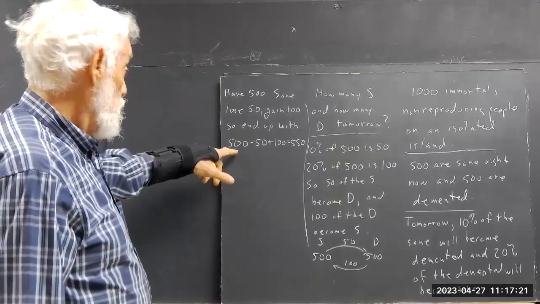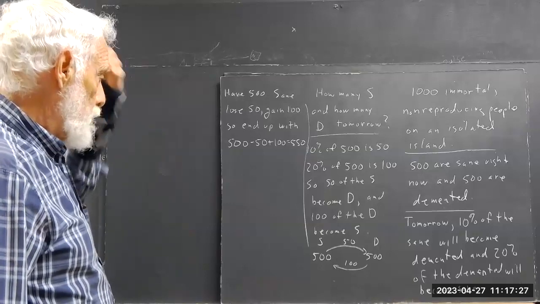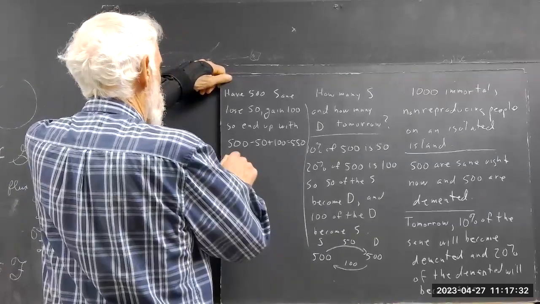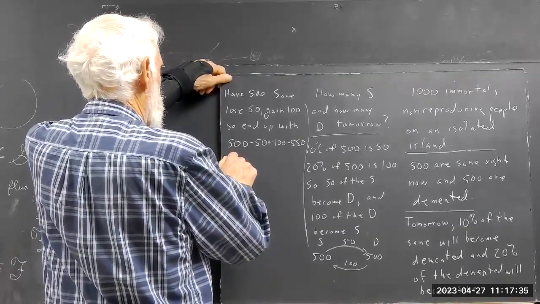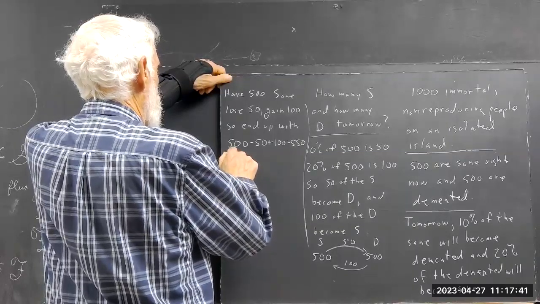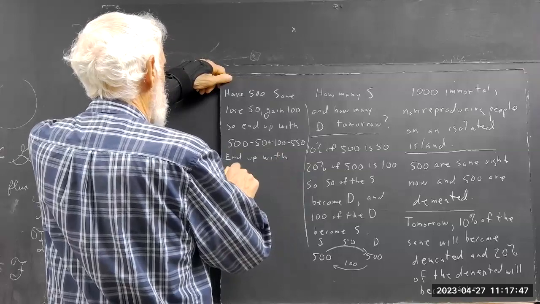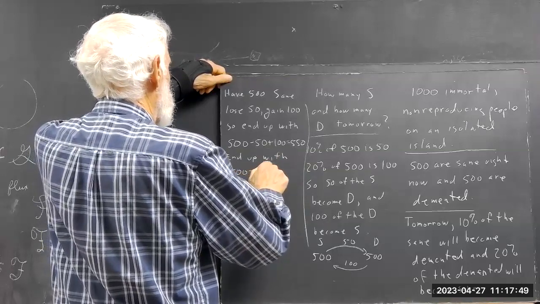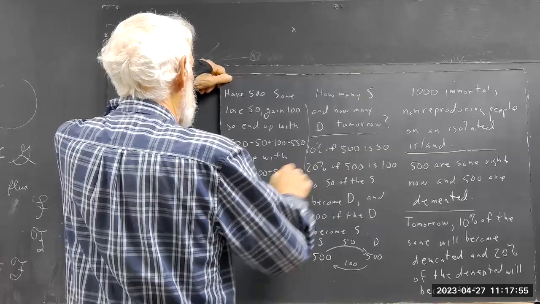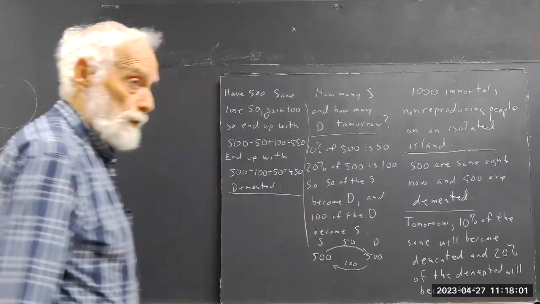We write that, this is 500 minus 50 plus 100, that's 550. Reasoning it out simply for the demented, we end up with 500 minus 100 plus 50 equals 450. Better. Okay.